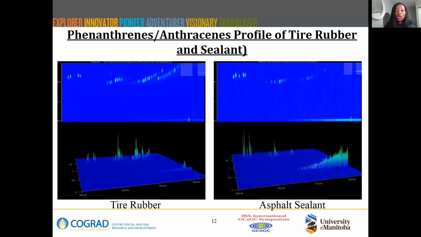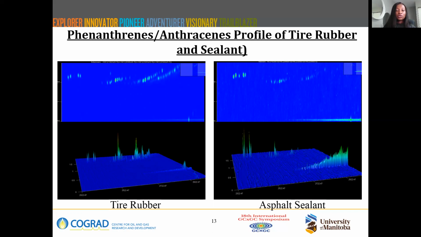At the moment, I'm working on some tire rubbers, coal tar sealant, and asphalt sealant to be used for identification of patterns in environmental samples. Currently, I have the tire rubber and the asphalt sealant, which I'm showing on the screen, and we can see the activity showing here for the C2 phenanthrenes and the anthracenes.